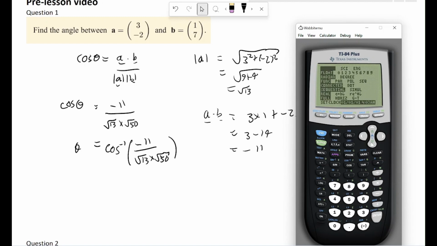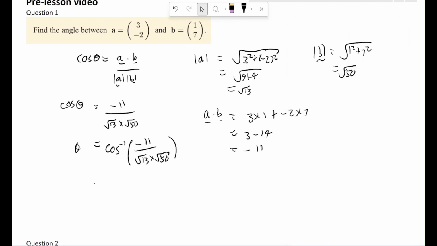Make sure you're in degrees, which I was not. And I might actually have to do it again. Inverse cos of minus 11 over root 13 times root 50. There we go. 115.559 or 115.560 degrees once we round it.